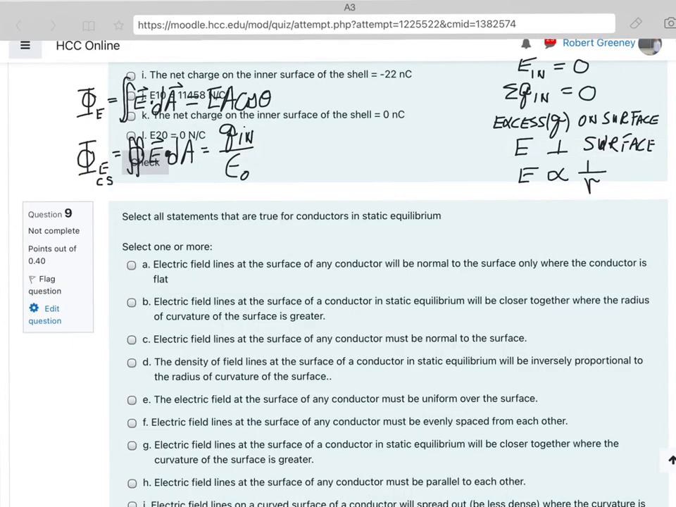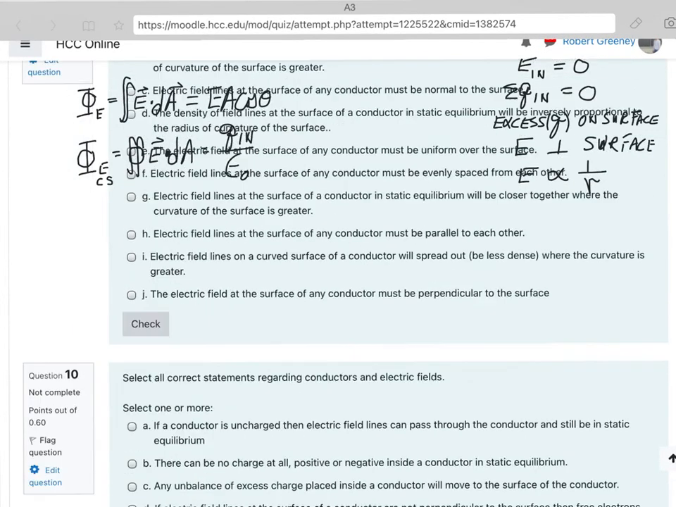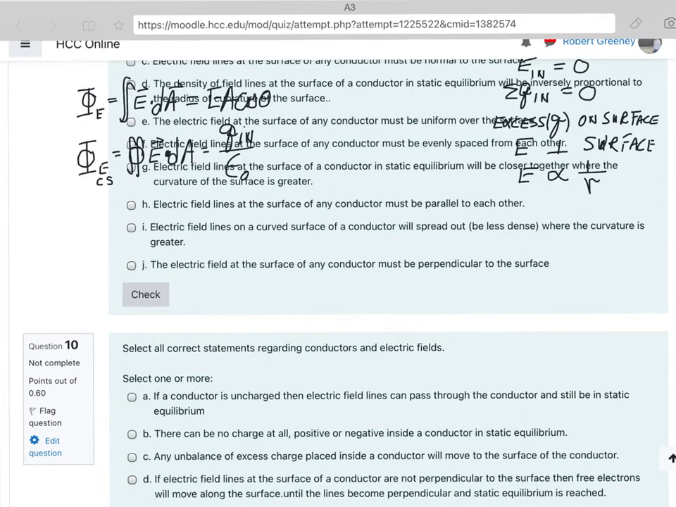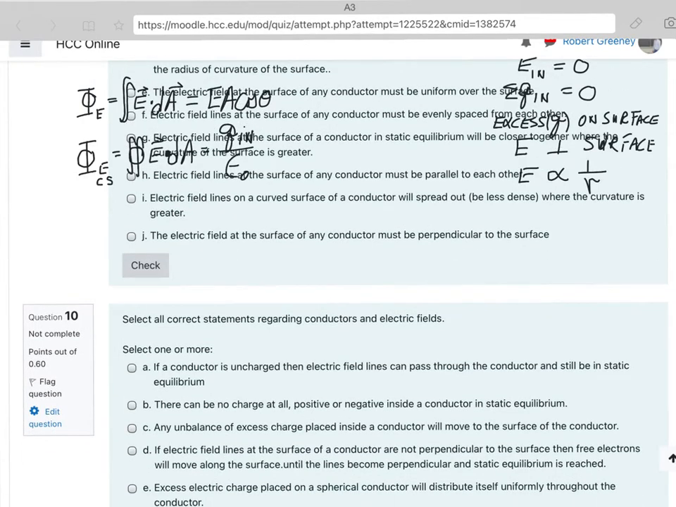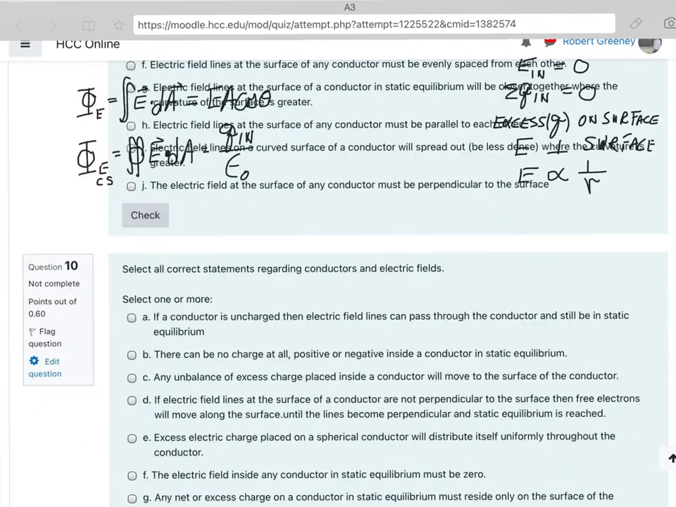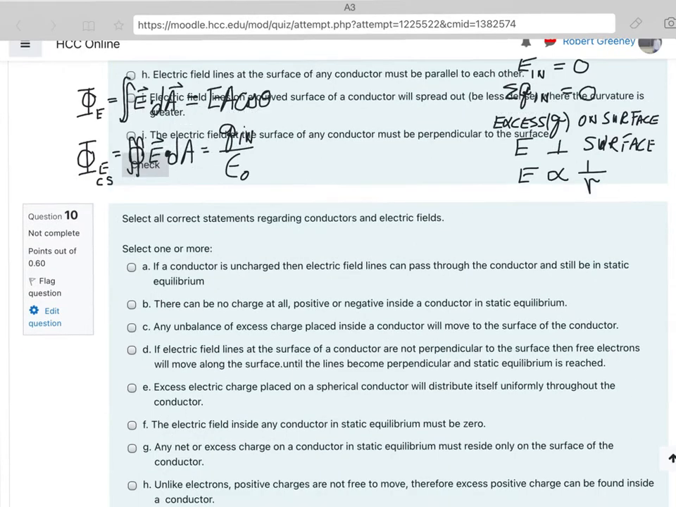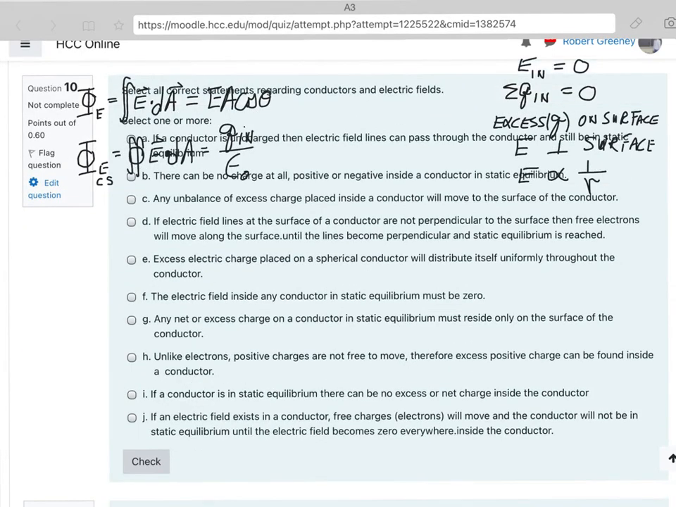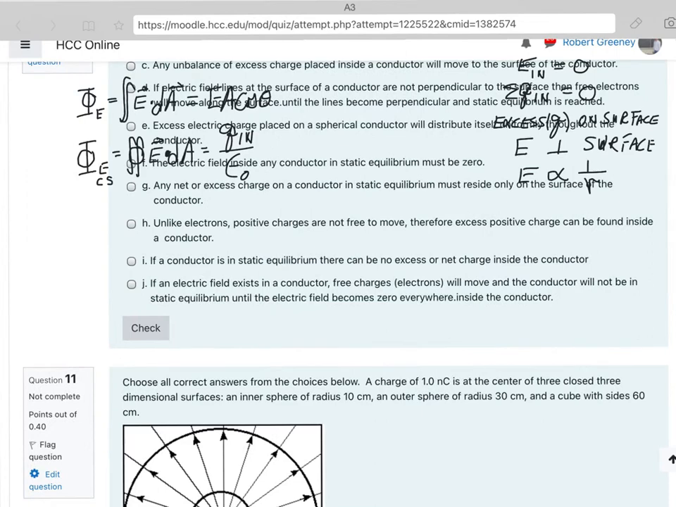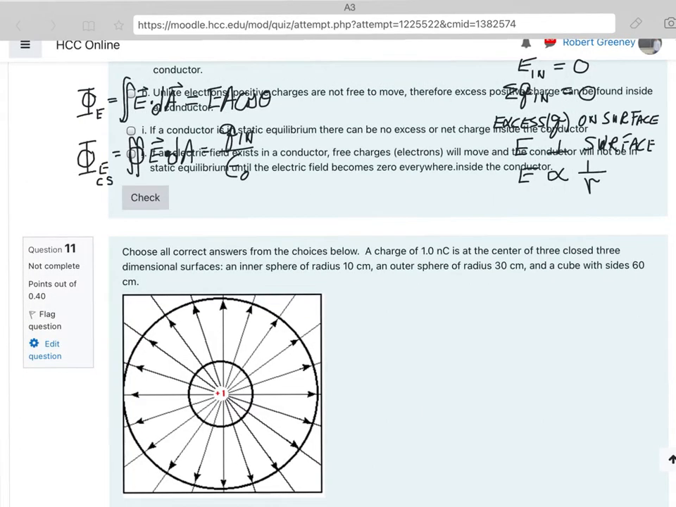Okay, statements about conductors in static equilibrium. We've got to move along. I'll let you do that. Statements regarding conductors and electric fields. More of what I talked about. Watch the videos if you need to. Let's go to number 11.